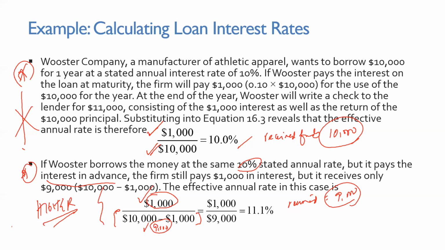So that's 1,000 divided by amount borrowed, 10,000 minus 1,000. That's interest that has been deducted in advance. Okay, so that's 1,000 over 9,000. That's 11.1%. That is the effective interest rate. Okay. Ano pinagkaiba nila? Pinagkaiba nila is that the interest was deducted in advance in the second example, right? And that made a difference in the effective annual interest rate.